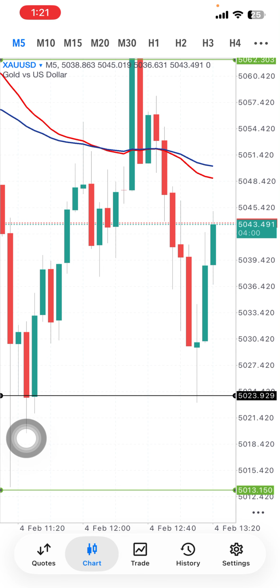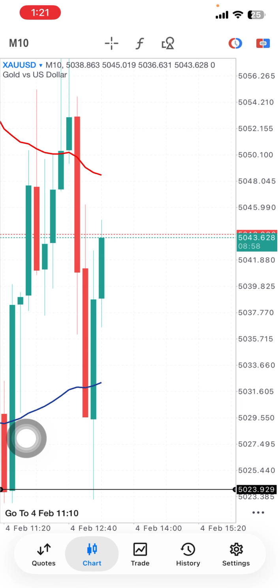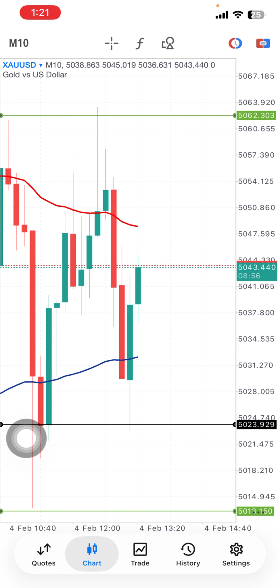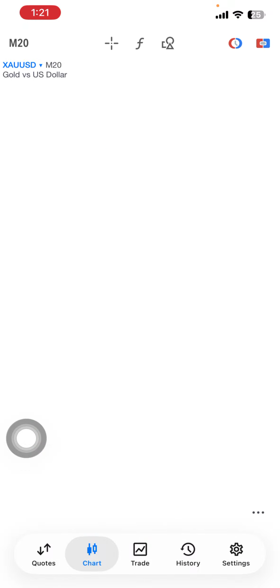Let's check the 10 minutes candlestick. So guys, you see what I was talking about. The 10 minutes candlestick has also created a support. So this is confirming your entry. Even though you entered in the 5 minutes, the 10 minutes has confirmed that whatever you've done is right. Right now we are moving at 2,500 pips. Let's check the 20 minutes candlesticks.